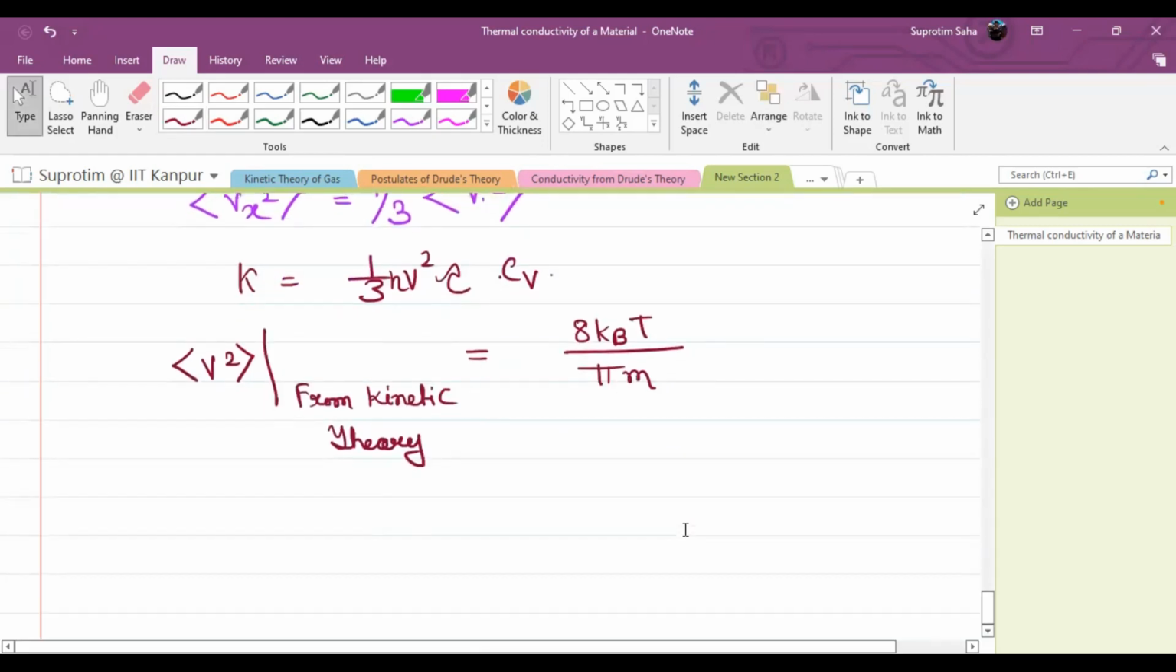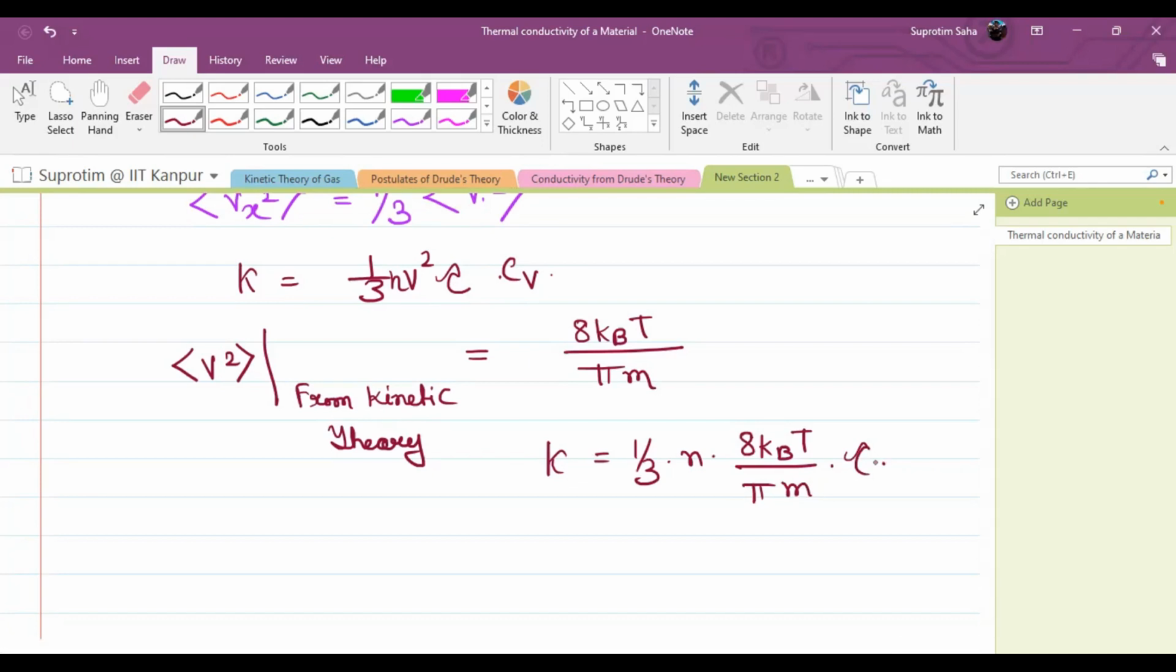So now kappa can be modified to be written as 1/3 n times 8 kB T over pi m times tau times Cv. From kinetic theory, we already derived that the specific heat per electron is given by 3/2 kB. For n electrons, it's given by 3/2 n kB, which can be further written as 3/2 R. So per electron, the specific heat will be given by 3/2 kB.